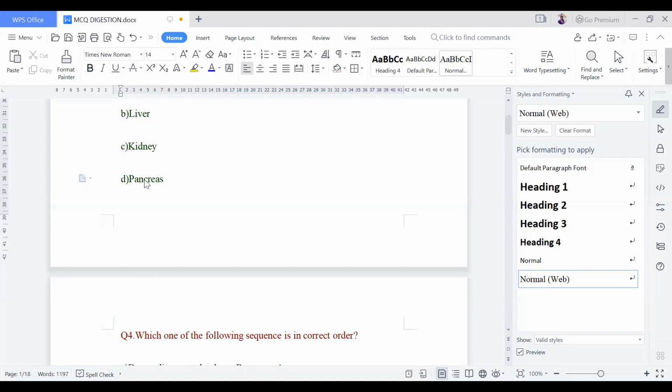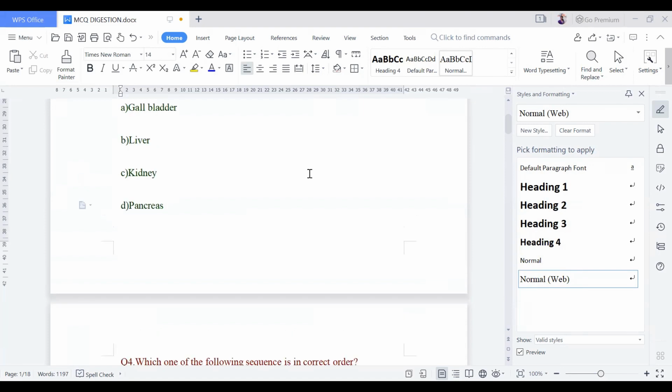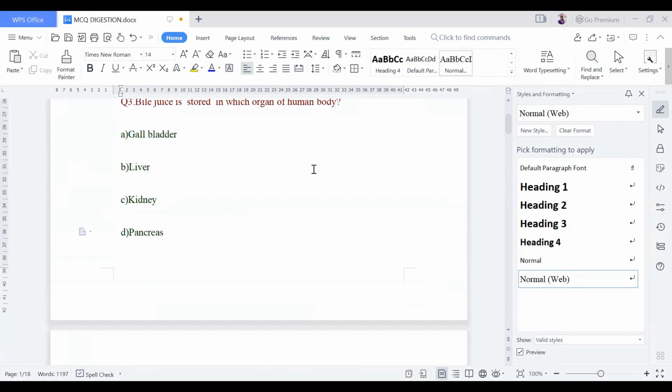Madhu answered as option A, Janavi option A, Ananya option B. What about others? Tasmia option A. Okay. So the right answer is option A, that is gallbladder. Liver will produce bile juice, but the bile juice will be stored in the gallbladder.